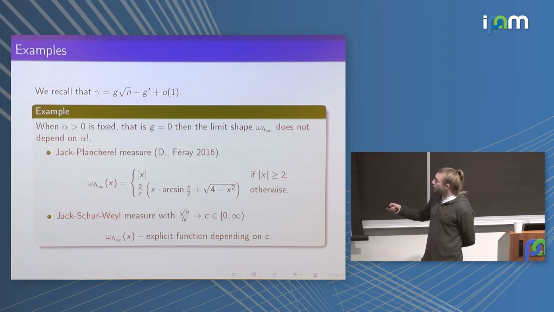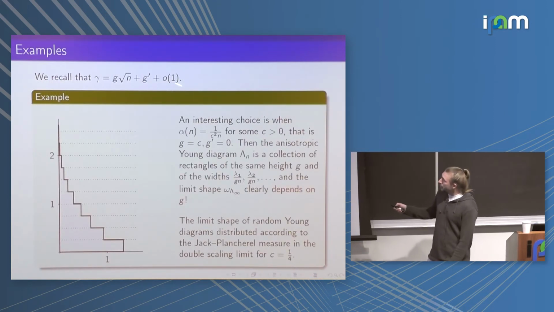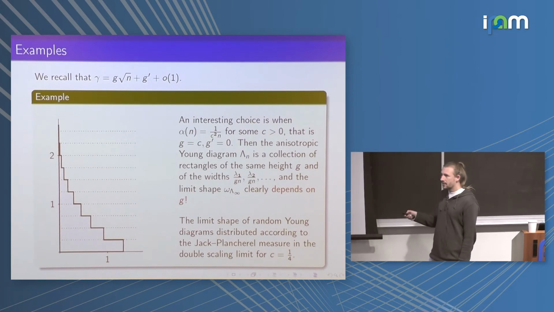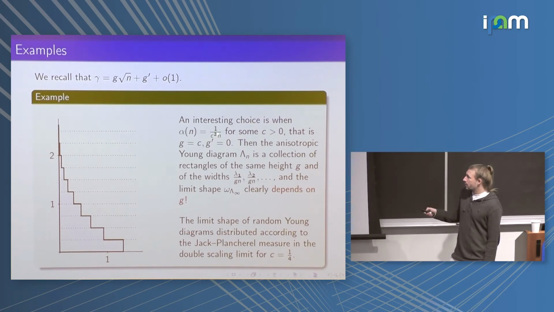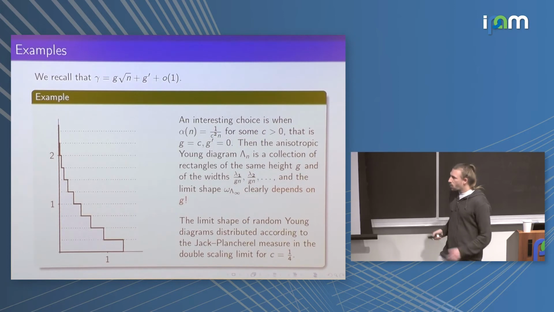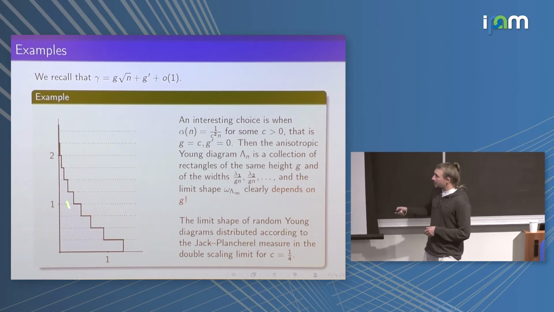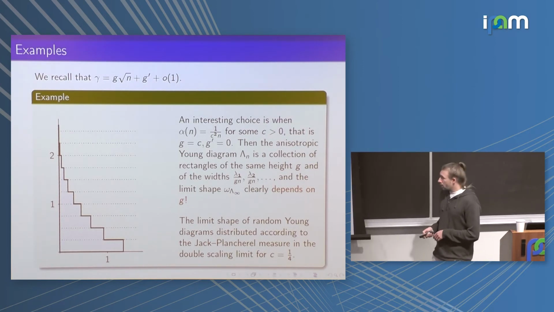So for instance, for any alpha, we have exactly the same shape. But as I said, we have this double scaling limit theorem, so alpha doesn't have to be fixed necessarily. An interesting choice is when you choose alpha of n equal to 1 divided by c squared times n. Why is this interesting? Because then we can actually easily draw this scaled Young diagram. So it looks like that.